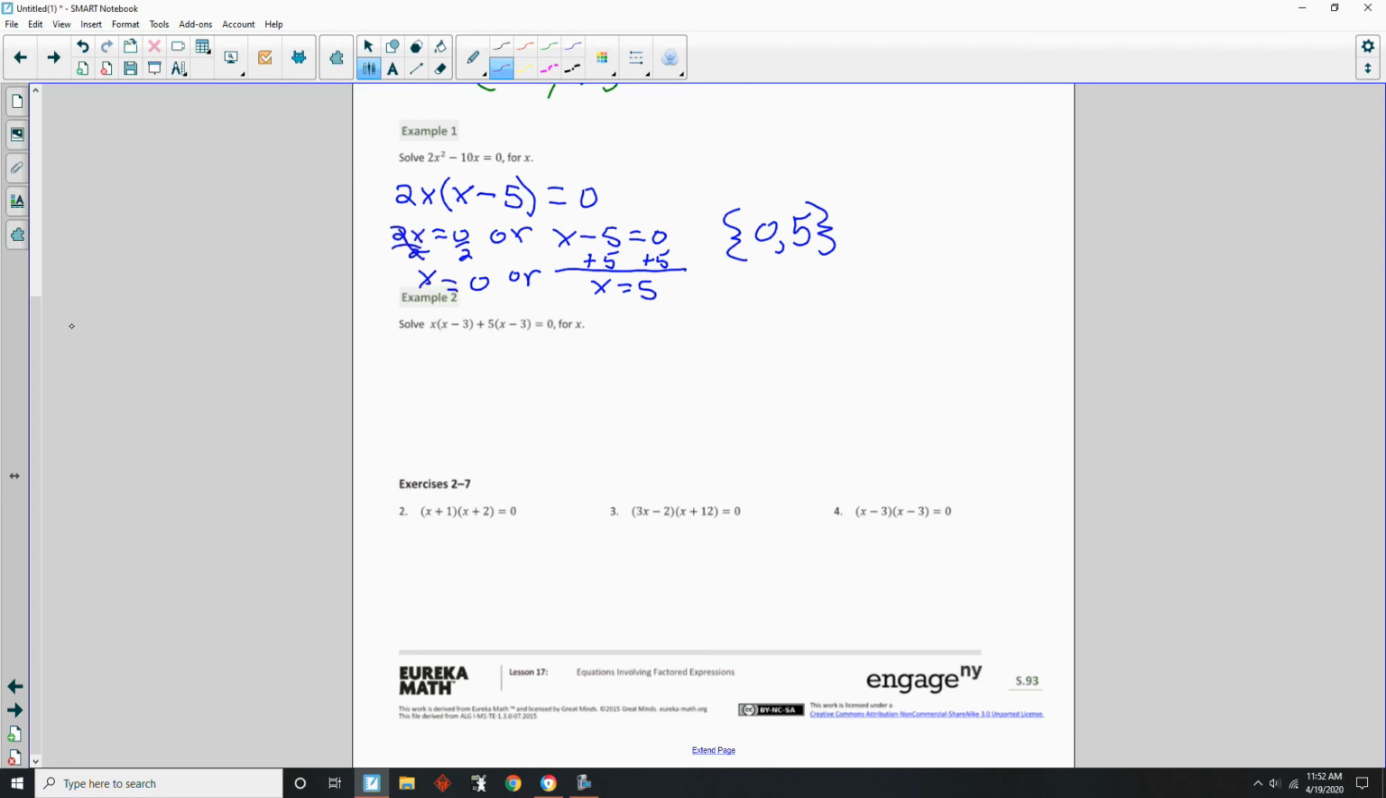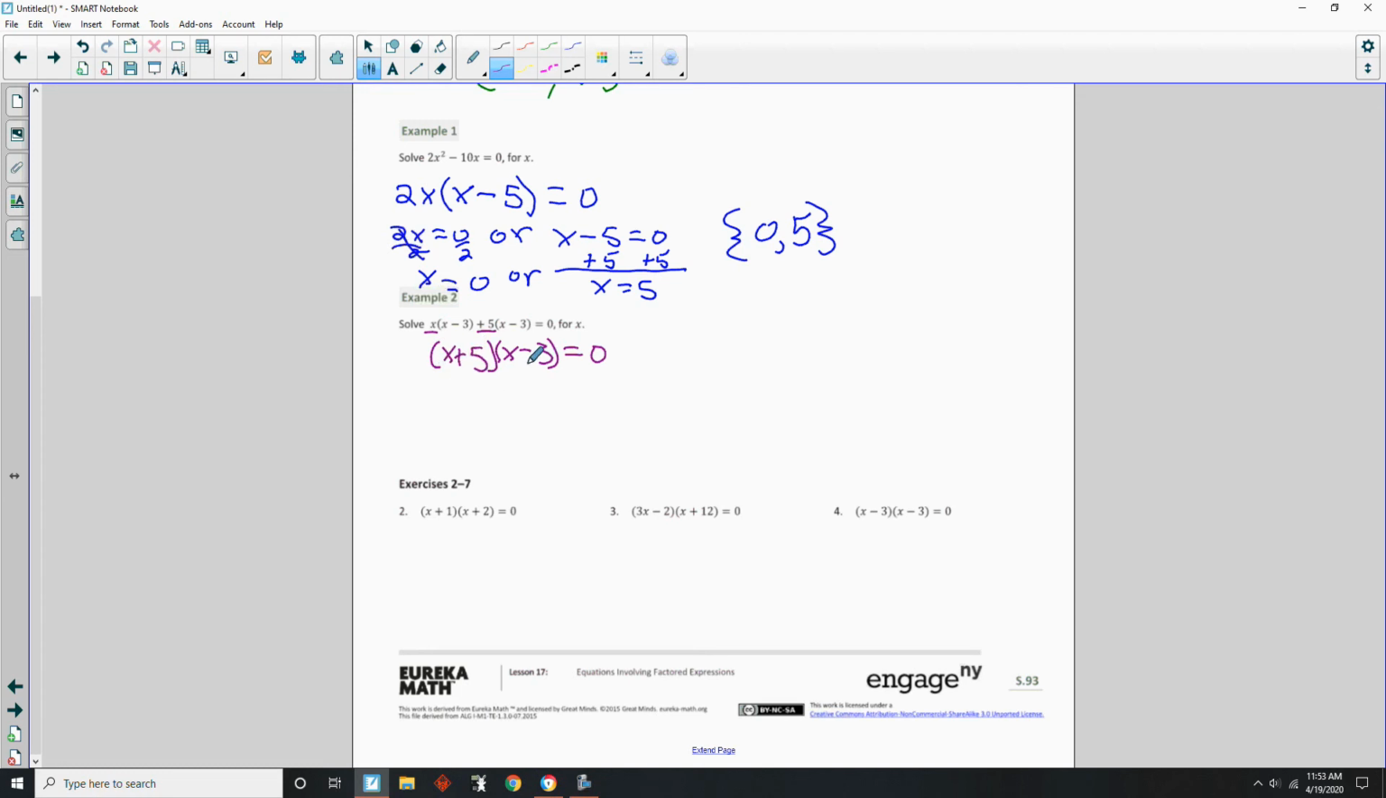Okay, example 2. Solve this. Well, whenever you see a parentheses that is the same, x minus 3, x minus 3, see how these two match? That means that we have factored it, and that is one of the terms. The other term is what's outside. So I have an x and a plus 5. So that goes in this parentheses.